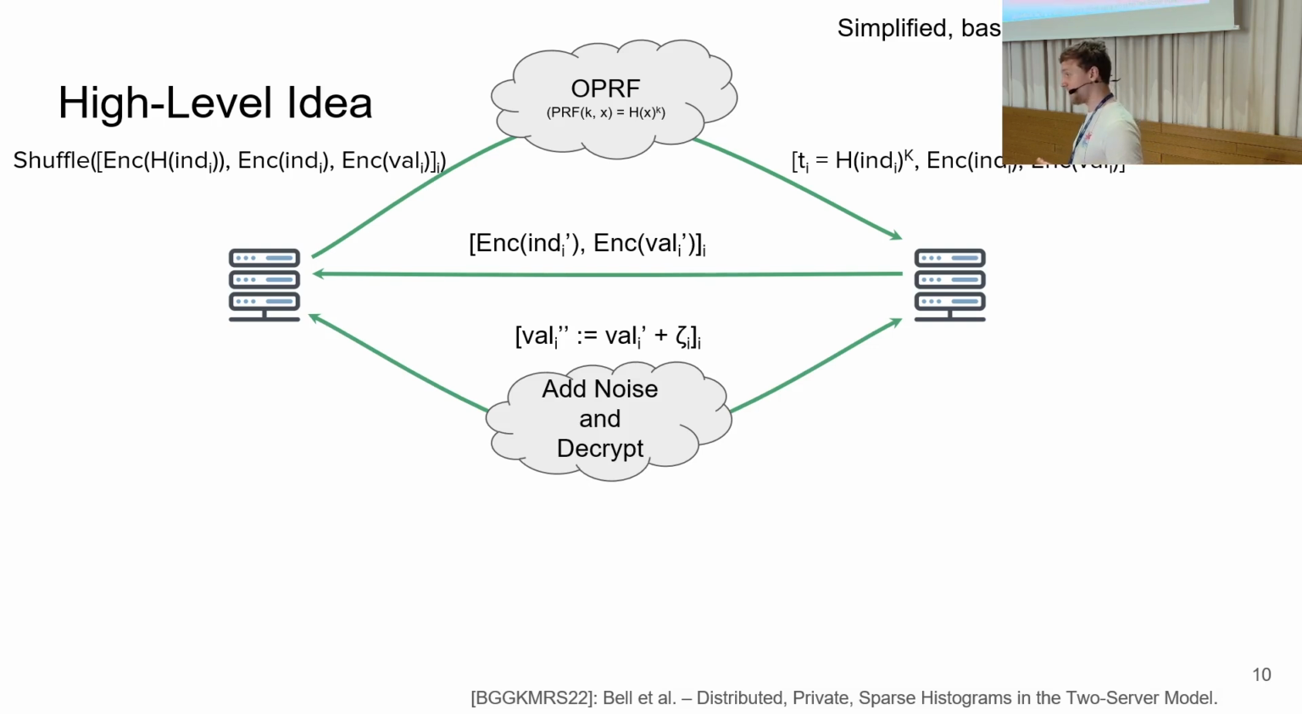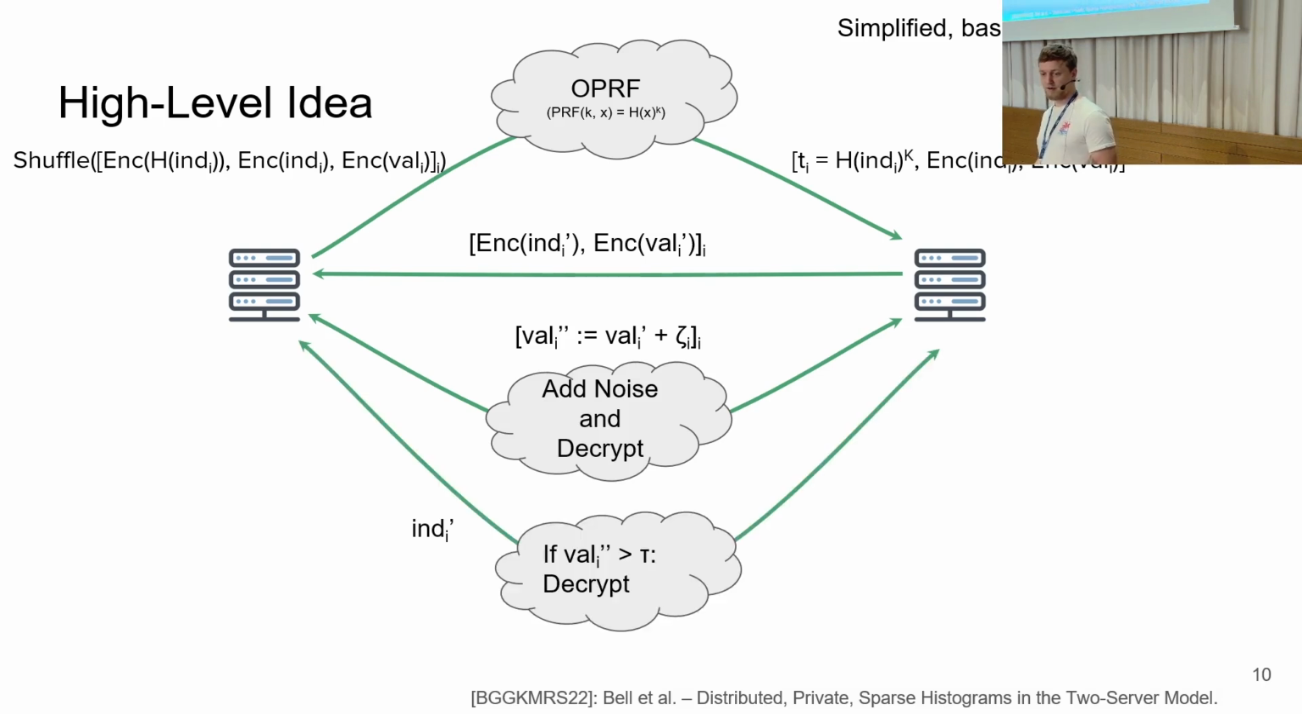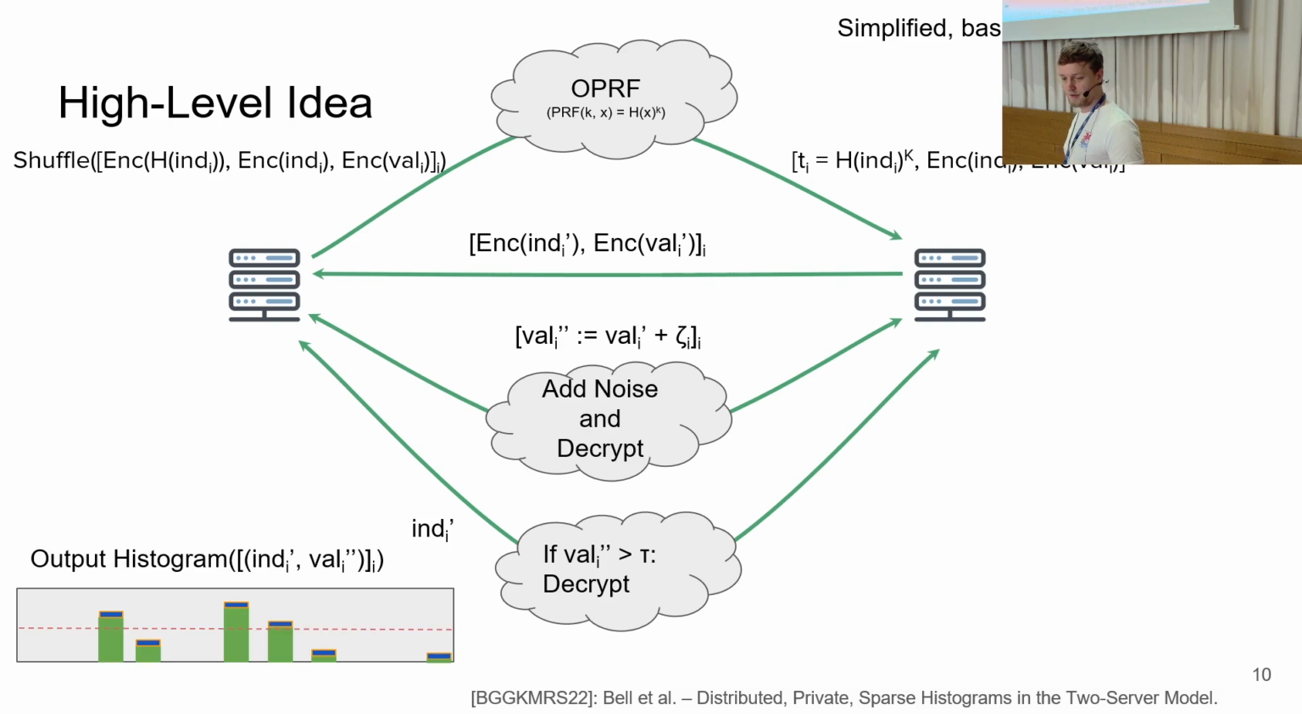Both parties add noise, so this is the noise adding step of the private histogram algorithm. And then only if a value passes a certain threshold, we decrypt. Those two steps here are modeled as arbitrary MPC. In practice, of course, we will have a particular protocol implementing those. And then the output is this histogram.